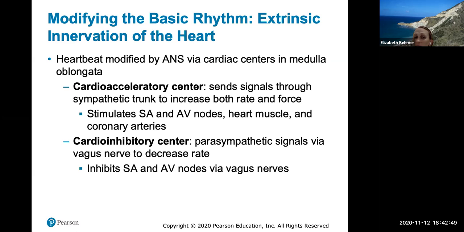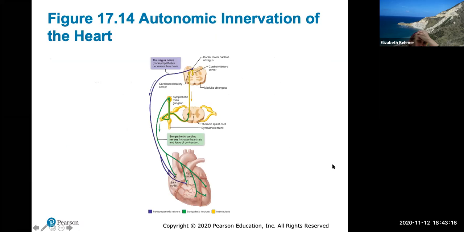The heartbeat can be modified by your autonomic nervous system via cardiac centers in the medulla oblongata. So your cardioacceleratory center will send signals through your sympathetic trunk to increase both heart rate and force of contractions. And the cardioinhibitory center is via the parasympathetic system, which will decrease the heart rate. And that's through your vagus nerve, your cranial nerve.